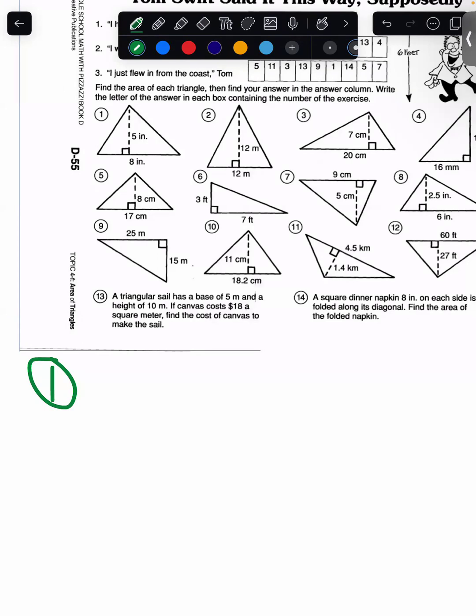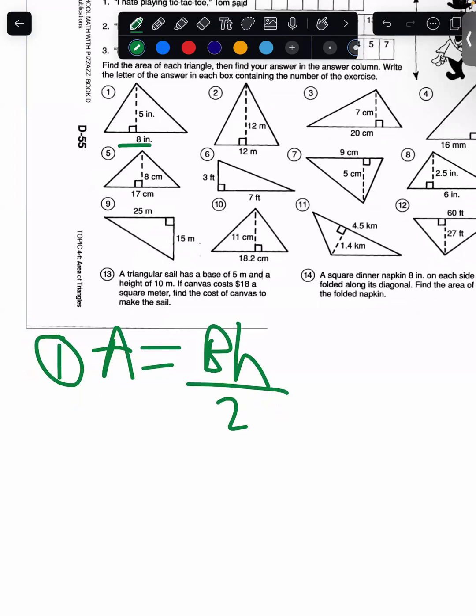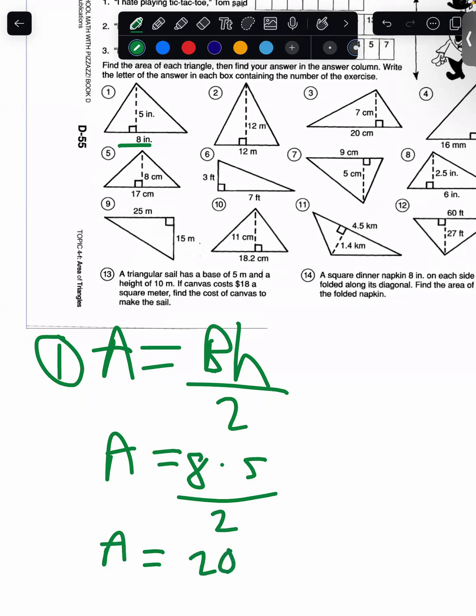Okay, so the idea is that the triangle is half the rectangle. So the area of a triangle is base of the triangle times the height divided by 2. Okay, and in this case, the base is really clear. That's 8 times 5 divided by 2. 8 times 5 is 40, divided by 2 is 20. So that's 20 square inches. That's number one.